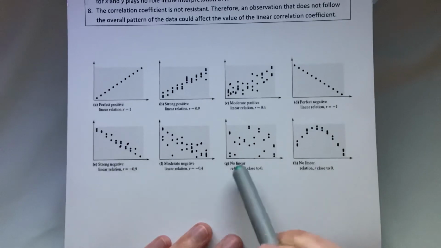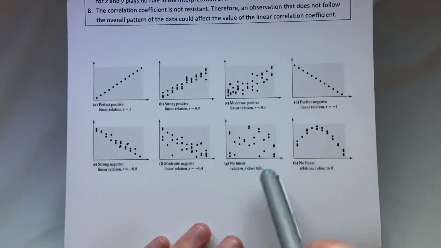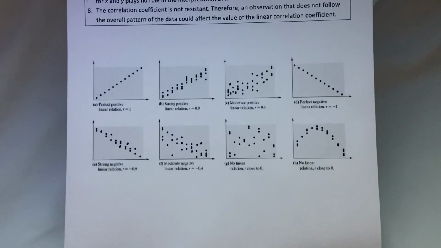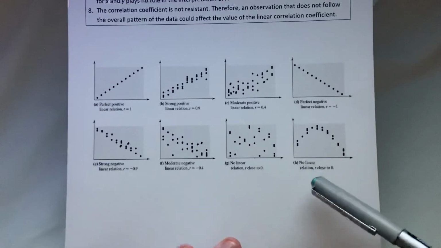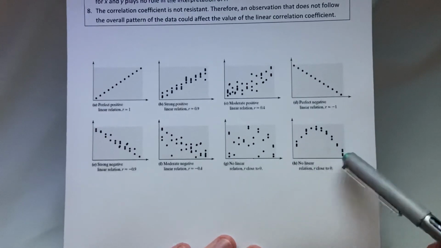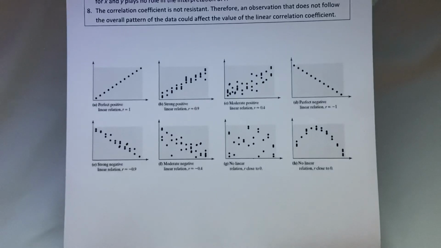When you have an R close to 0, no linear relationship, it'll look like things are all over the place. But that's not the only situation. There can be no linear relationship when it does have a pattern, but it's just not a line. So we will calculate R one time by hand and then talk about how to do it in the calculator in the next video.